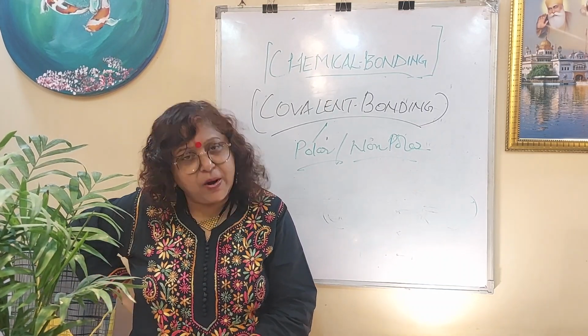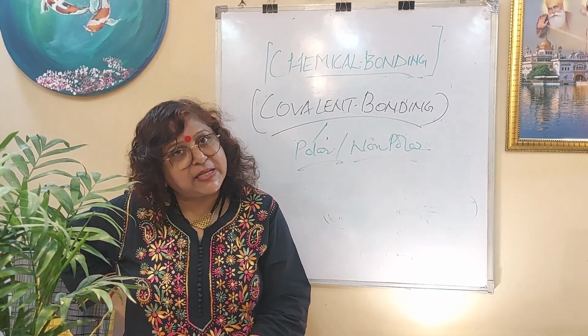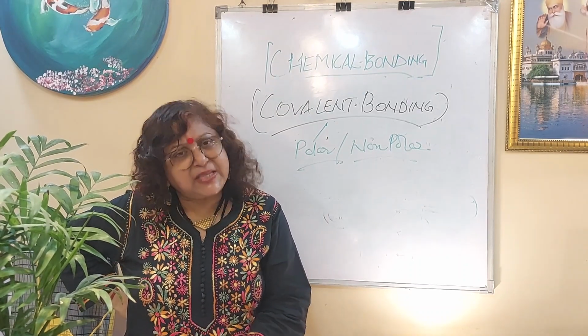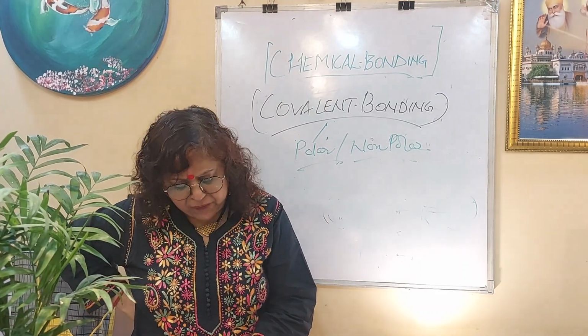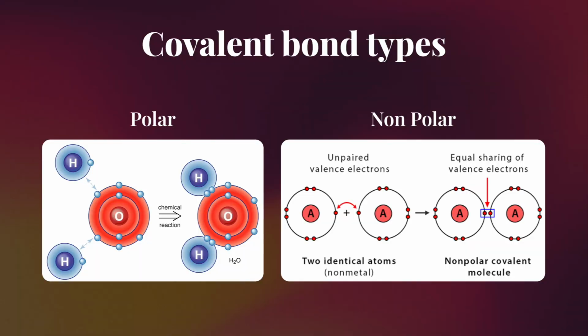Some of the electronegative values are given in your textbook. Polar covalent compounds are formed when a covalent bond is formed between 2 atoms having a significant difference in their electronegative values, and the shared pair of electrons is shifted to the more electronegative atom. The electronegativity of water and HCl is all given in your book. You can just see that page. Refer to page number 32.